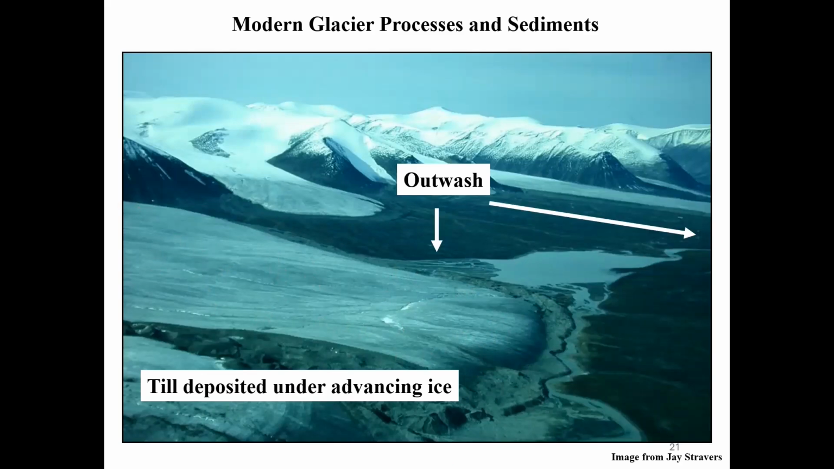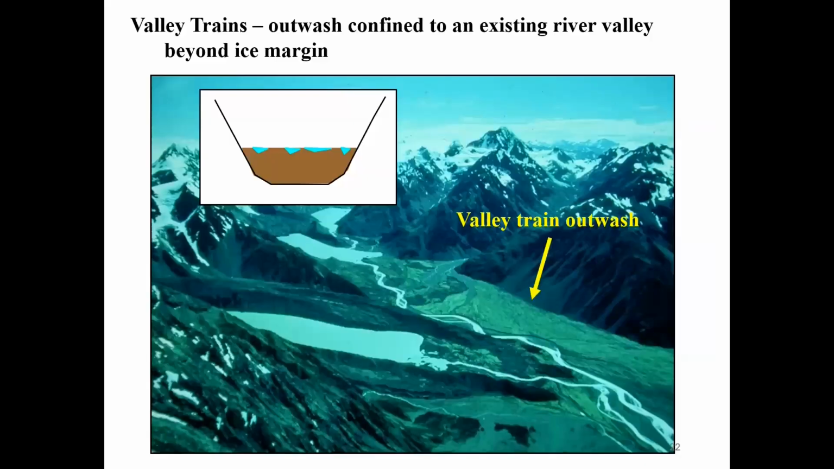There are other sediments we're not going to cover related to glaciation, but what I want you to kind of visualize is in mountainous regions in alpine glaciation, we have what are called valley trains. So let's say we have the glaciers back here melting. We've got a river valley that exists already in front of the ice. So that meltwater is trapped in that valley.